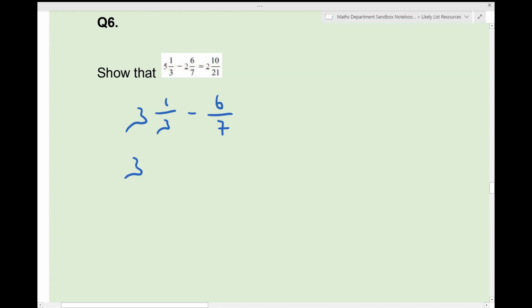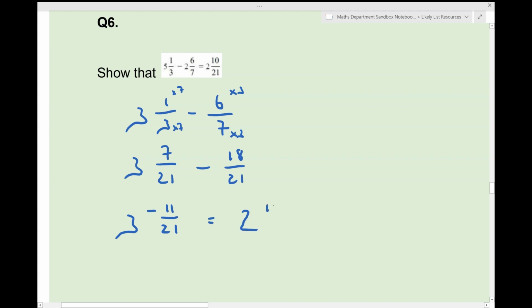Now these thirds and sevenths I have to change into the same thing. I'm going to change them both into 21ths. The 3's been multiplied by 7 to get 21, so I must multiply the top by 7. And similarly, the 7 here has been multiplied by 3, so I must multiply the top by 3. So I've got 3, and now I've got 7 21ths minus 18 21ths. 7 minus 18, that's minus 11. So I've got 3 and minus 11 21ths, which equals 2 and 10 21ths.